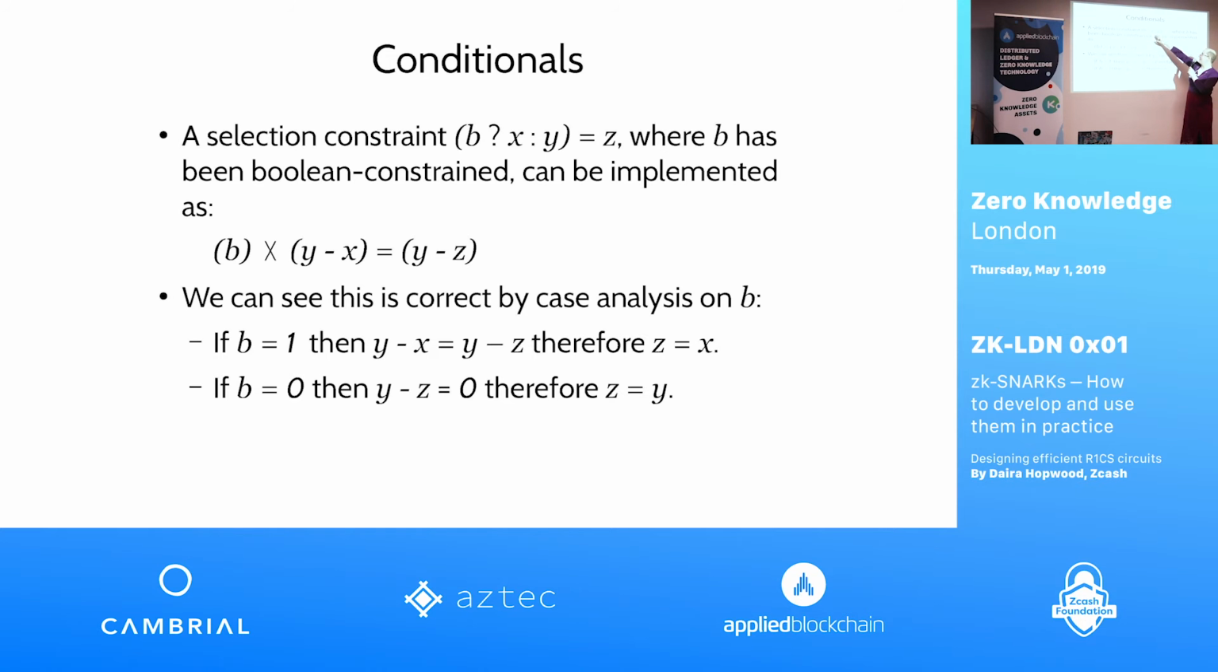You're choosing either X if B is true or Y if it isn't. And it's fairly easy to see that this works because if B is 0, then you're saying that Y minus C is 0, and so Y is equal to C, which is half of our specification. And then if B is 1, then Y minus X equals Y minus C, so X equals C.